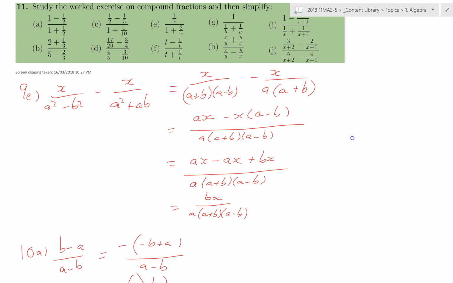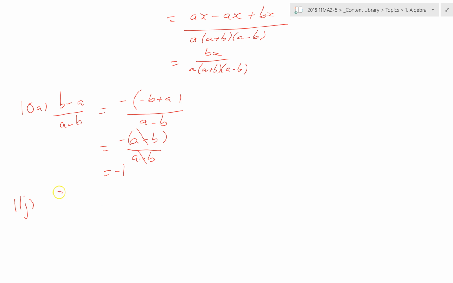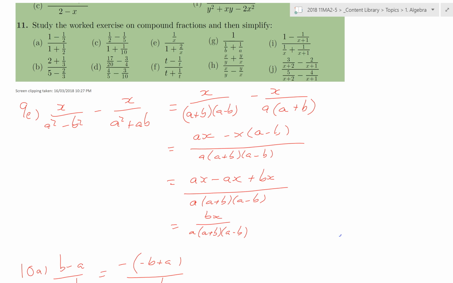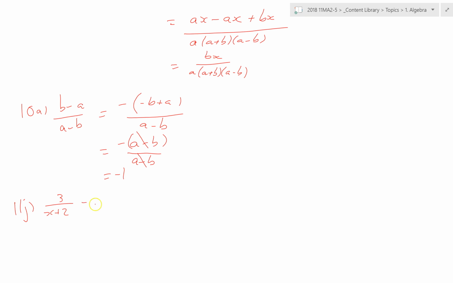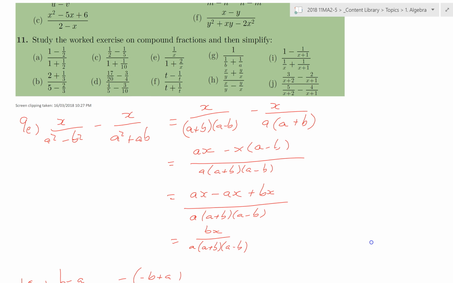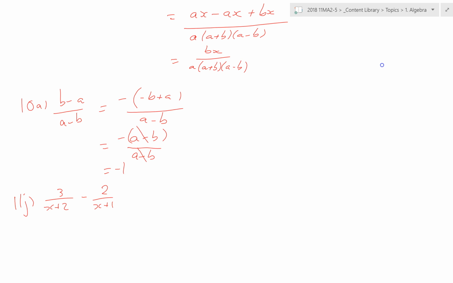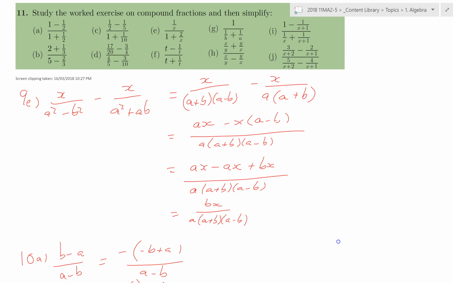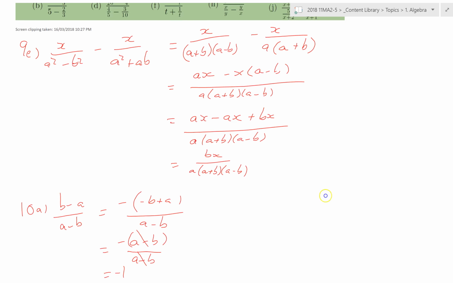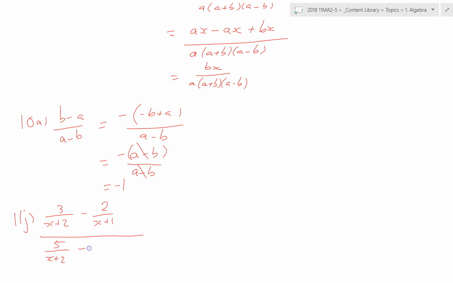We have 3 over x plus 2, minus 2 over x plus 1. Now that is all over 5 over x plus 2 minus 4 over x plus 1. Wow, look at all this stuff.